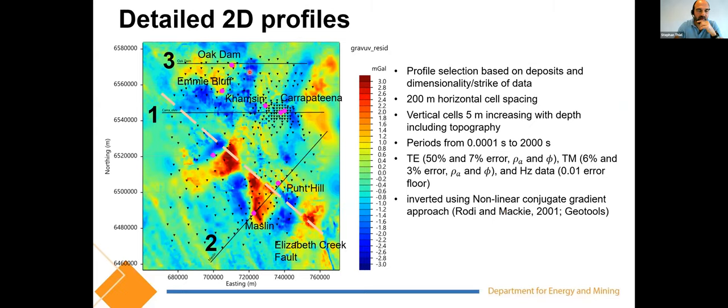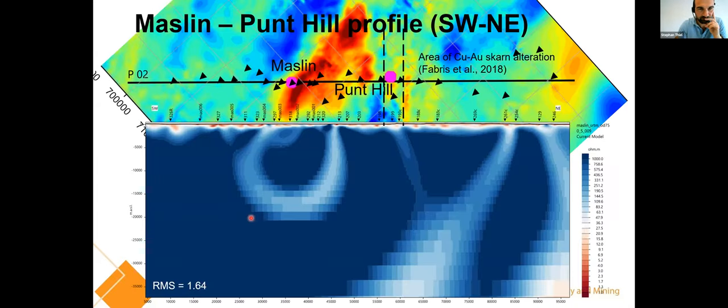I'm going to show you a result of an MT profile that crosses Oak Dam, which is a recent discovery by BHP. Oak Dam is about 50 kilometers south of Olympic Dam. Then we have other prospects here, Panteo and Maslin, and this is again plotted on gravity. It's very interesting to see that even gradients in the gravity seem to have some control on where you find some of the prospects and mineral deposits across this area.